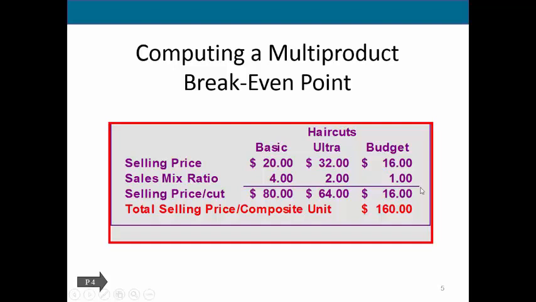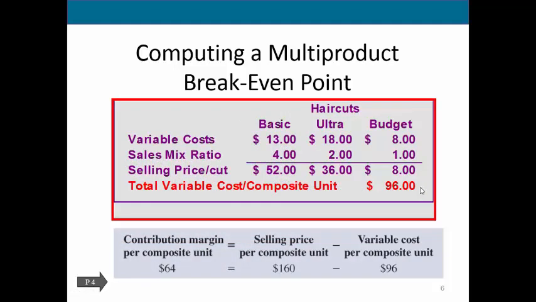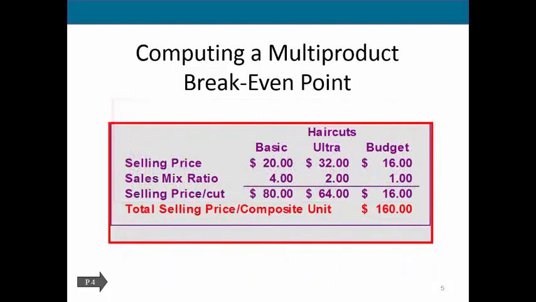We'll do the same thing here with their variable costs, $13, $18, and $8. Multiply that by the sales mix ratio. So then we have the selling price, multiply or add that together, and we have a total variable cost per composite unit of $96. All we do now is calculate our contribution margin. So let's go back a slide. Remember, our sales price per composite unit is $160.